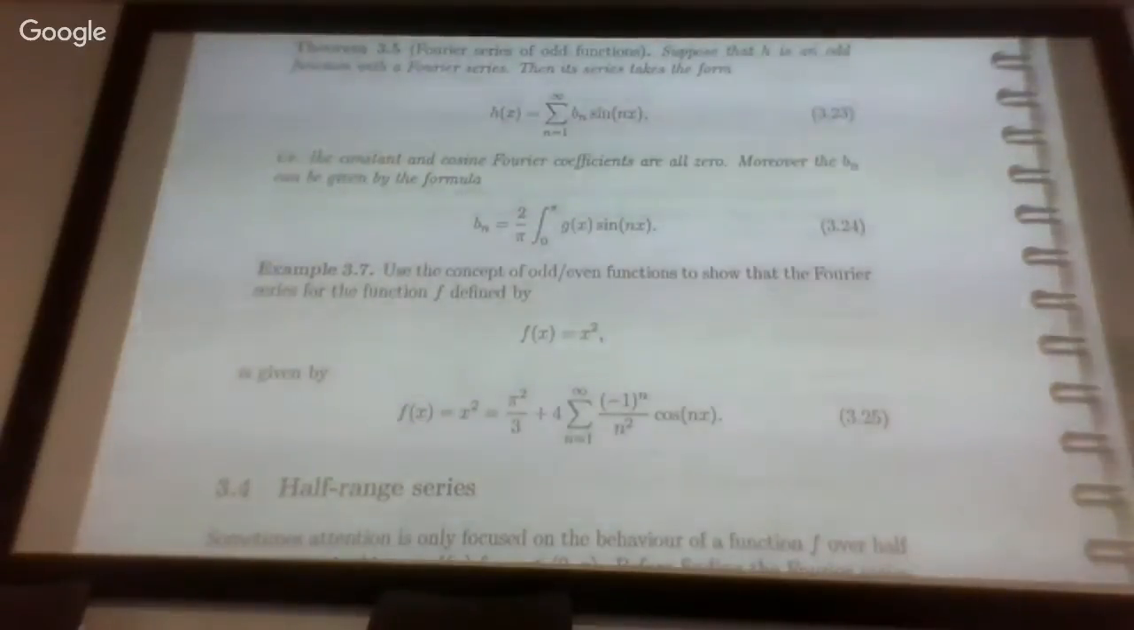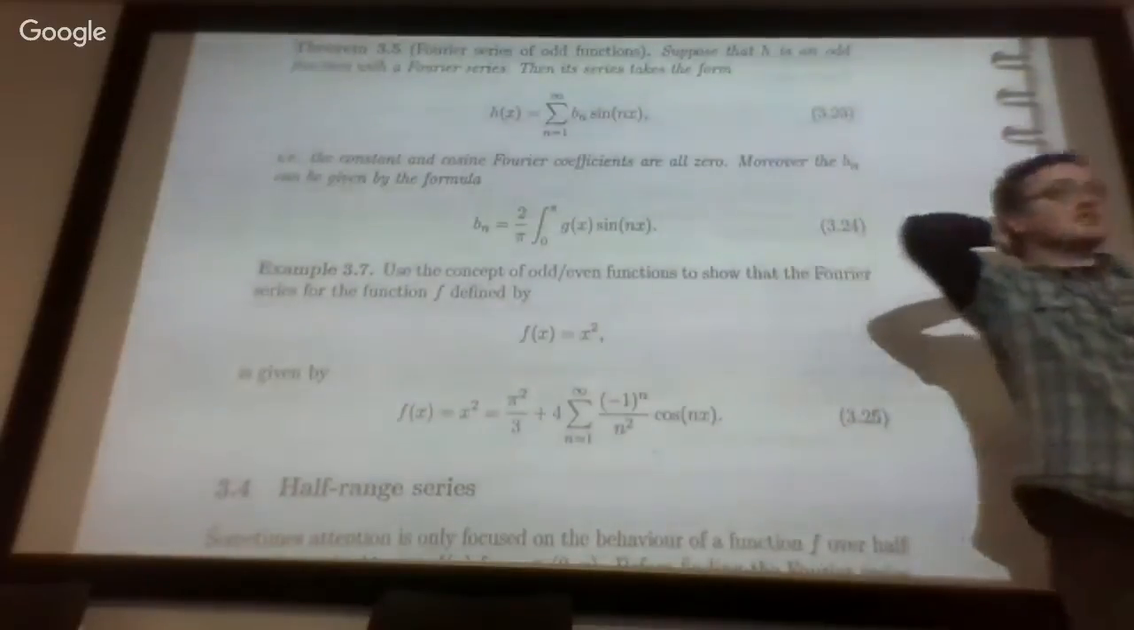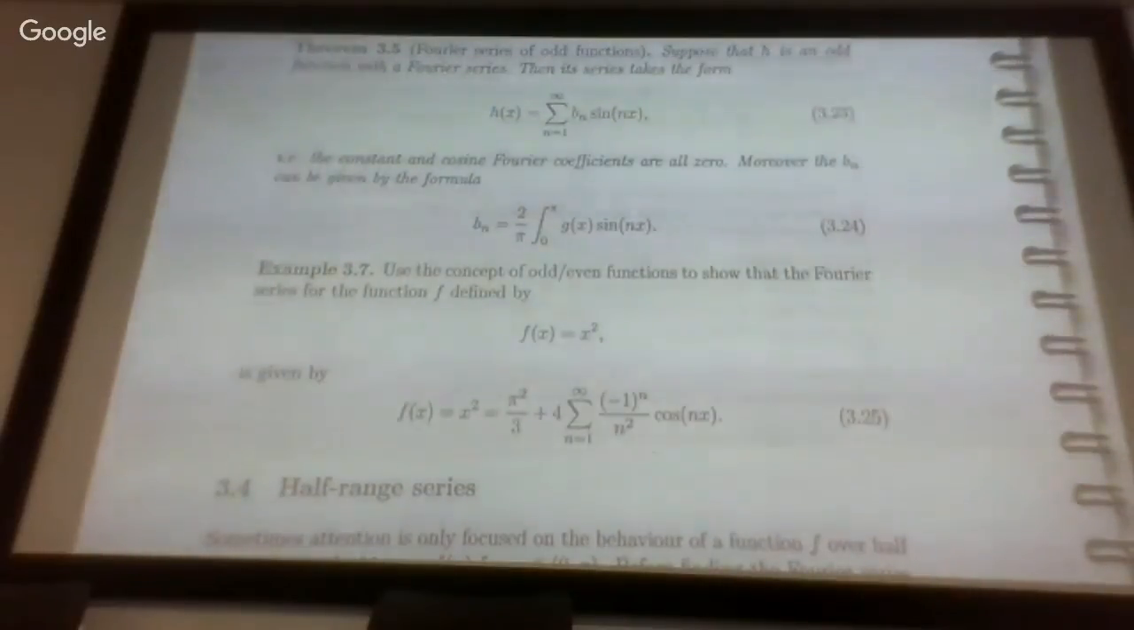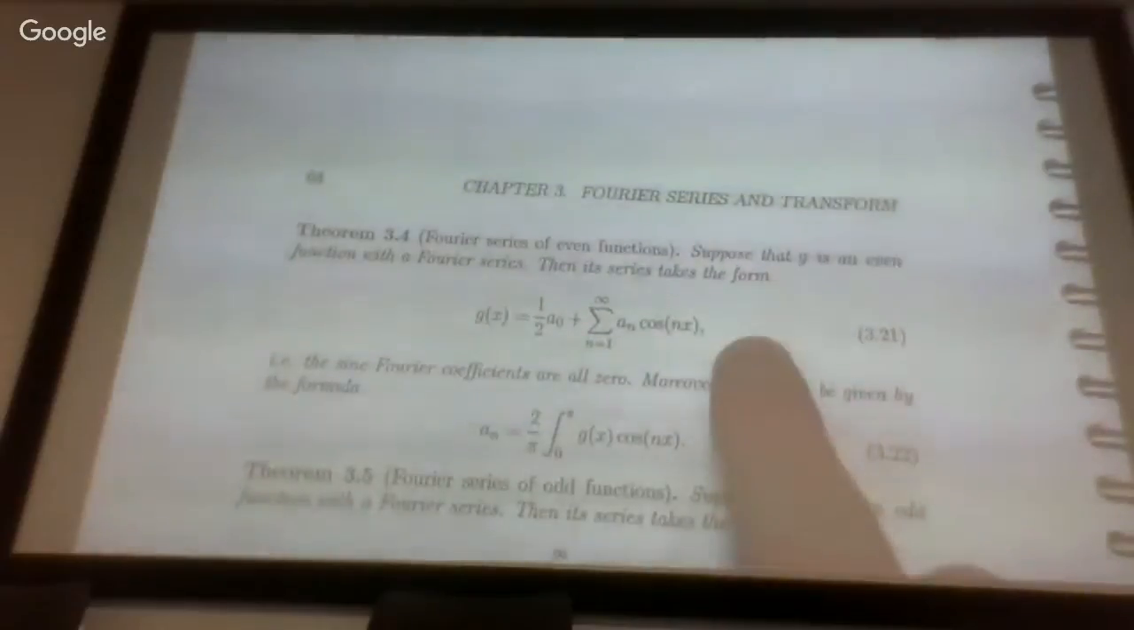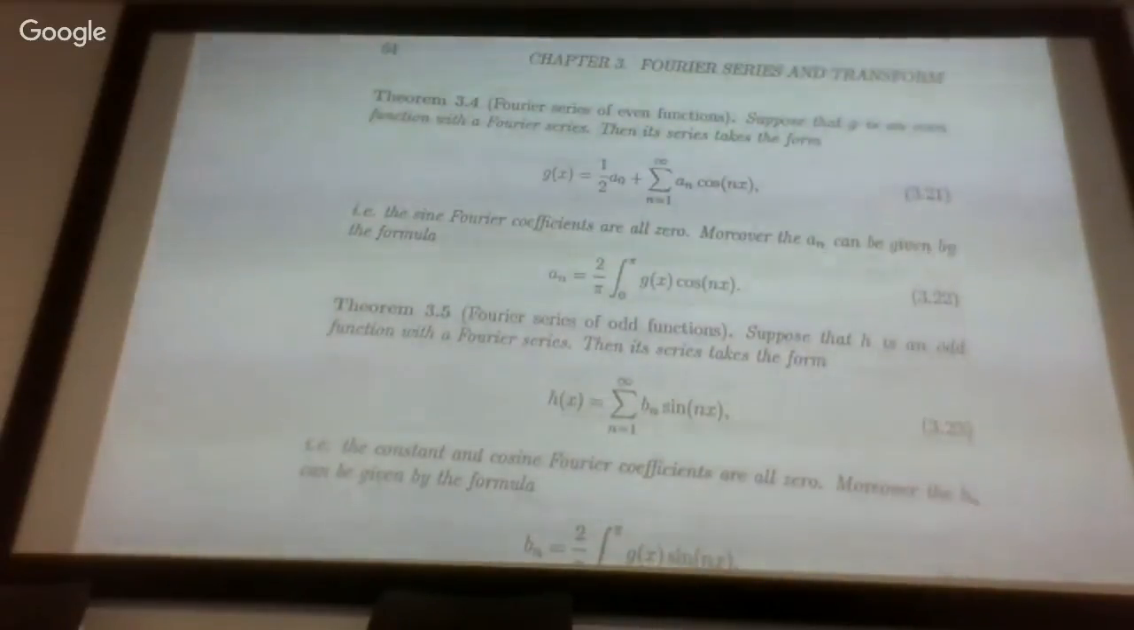So these are some facts about Fourier series which we're free to use now. Whenever we're trying to find a Fourier series of a certain function, if we recognize that the objective function is either odd or even, it means straight away we know what the resulting Fourier series is going to look like. It's either going to be a cosine series for an even function or a sine series for an odd function. So it kind of cuts the amount of work in half, more or less.